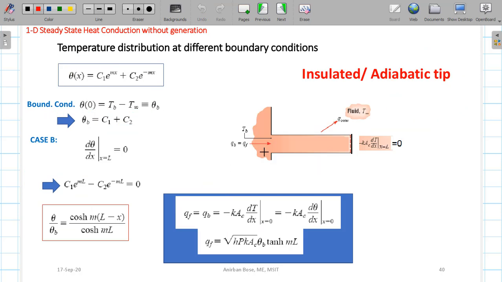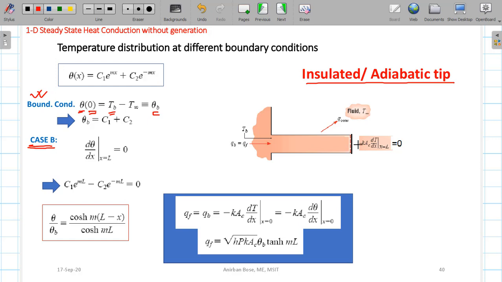Now coming to the second situation, here we are considering the second boundary condition as the case B. The first boundary condition, remember, is the same: at x is equal to 0, theta is equal to theta b. That means the temperature is Tb. For the second boundary condition, case B, instead of convection from the tip, we are considering an insulated or adiabatic tip. That means at the tip there is no heat loss taking place.